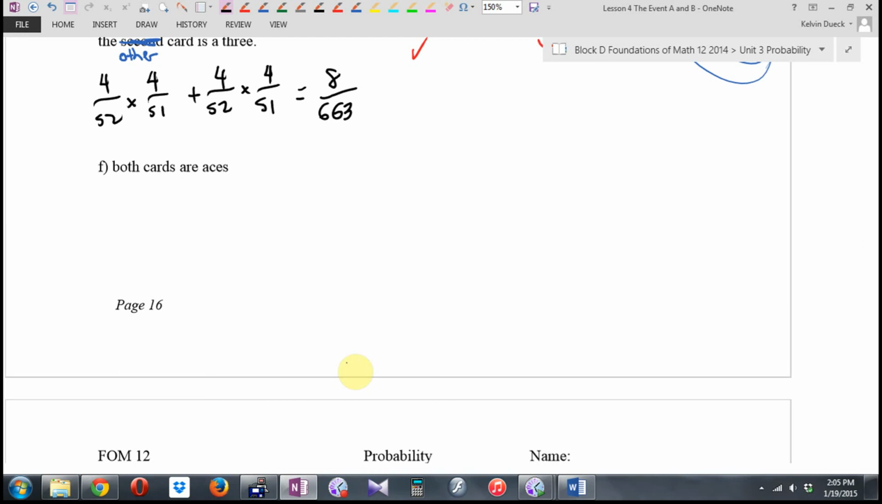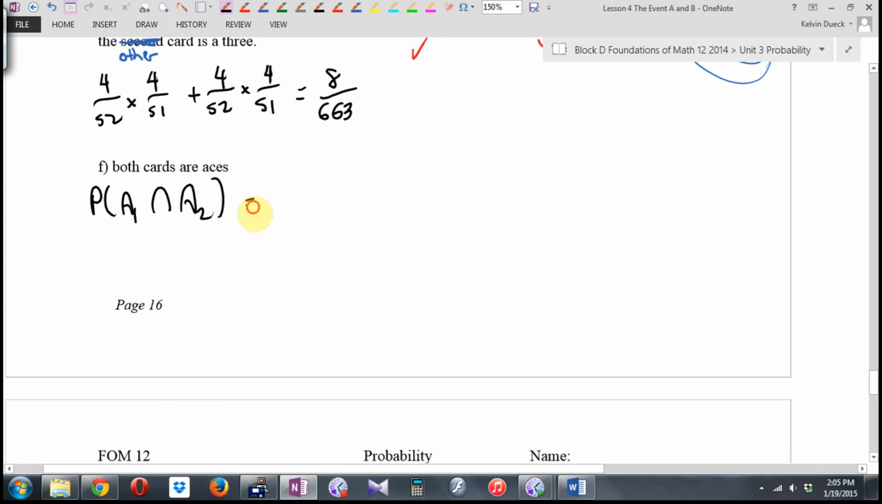Since it's the same, let's see if we can do this without a tree. Visualize it in your head. Ace, ace. You see the branch? Ace, ace. See it? How many aces are there? Let's write it. This is going to be ace 1 and ace 2. How many aces are there in the deck?